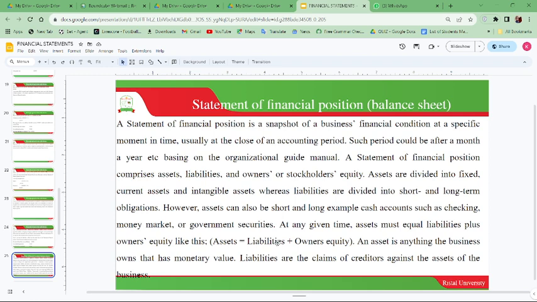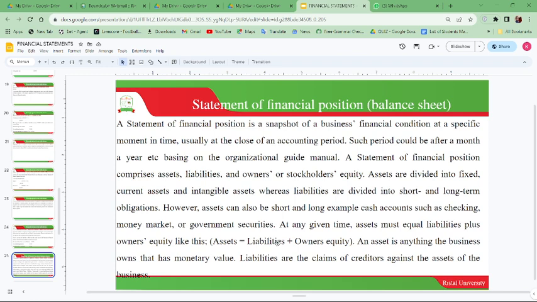So we have to follow our accounting equation, which is assets equals liabilities plus owners' equity. When you're preparing a statement of financial position, it should come to your mind that we are targeting the accounting equation, which states that assets equal liabilities plus owners' equity. An asset is anything the business owns that has monetary value. Liabilities are the claims of creditors against the assets of the business.